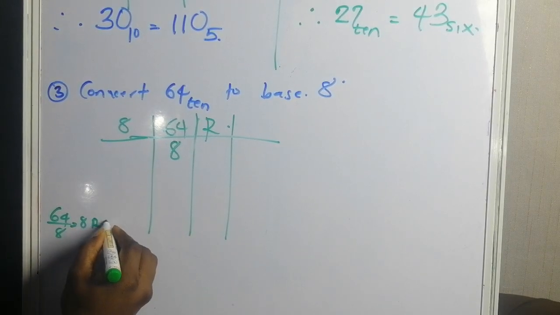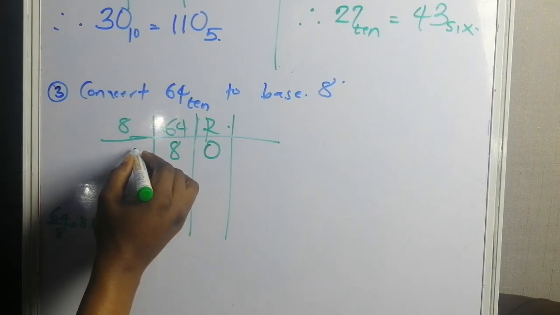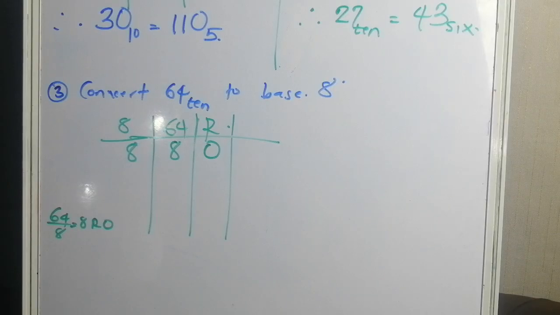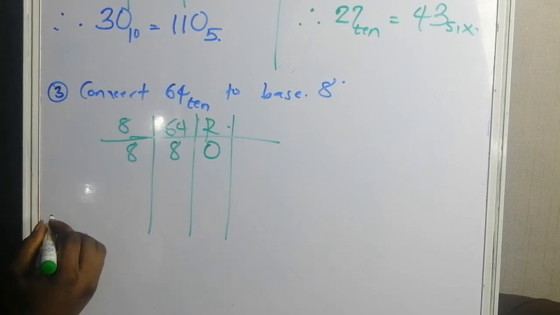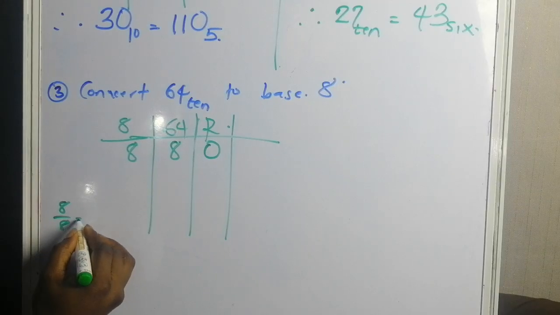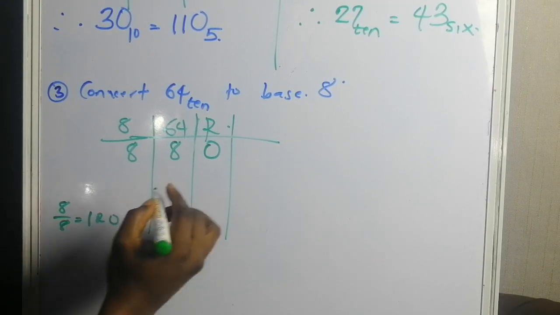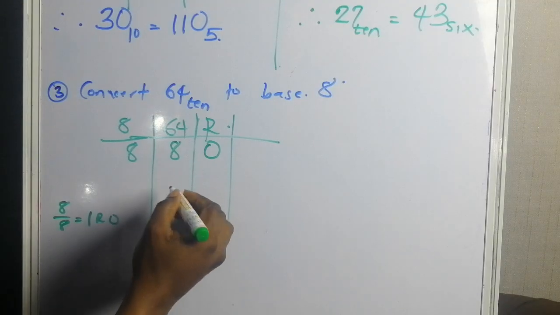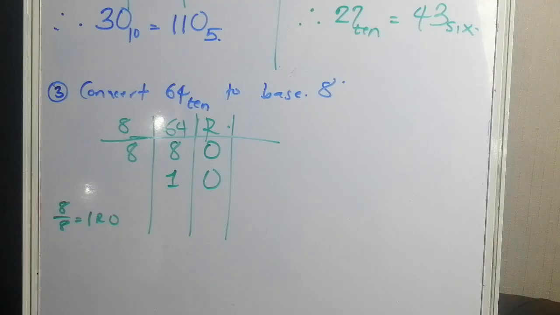Then is it remaining anything? No, it's not remaining anything. So you write your 0. I guess this one is straightforward. So then you have another 8 again. So what you're going to do is 8 divided by 8, which is 1. Is it remaining anything? No. 8 can go in 8 once, so it's 1, and nothing remains.